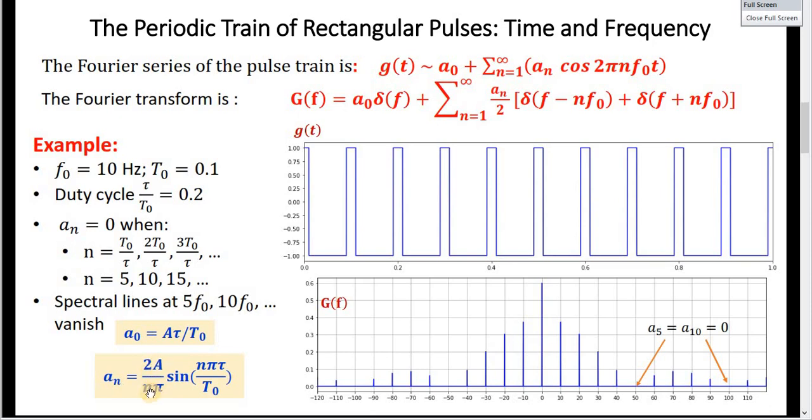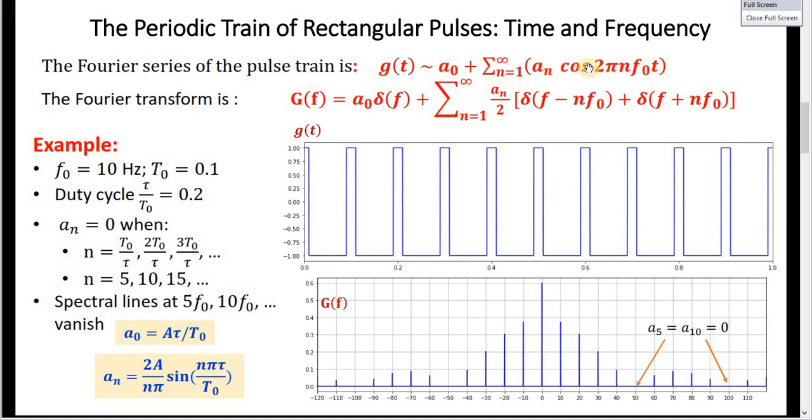A sub n equal to A over n pi sine n pi tau over T0. So this is the Fourier expansion of this pulse train. Now we can take the Fourier transform of this sequence, and the Fourier transform of A0 is A0 delta of F, which is an impulse at F equal to 0. So this is the DC term, plus the Fourier transform of A sub n cosine 2 pi n F0 t.